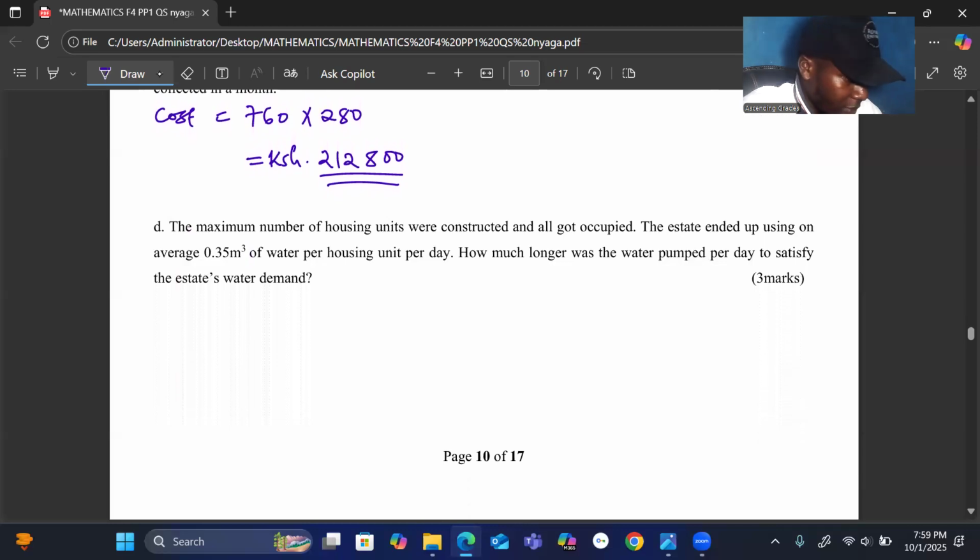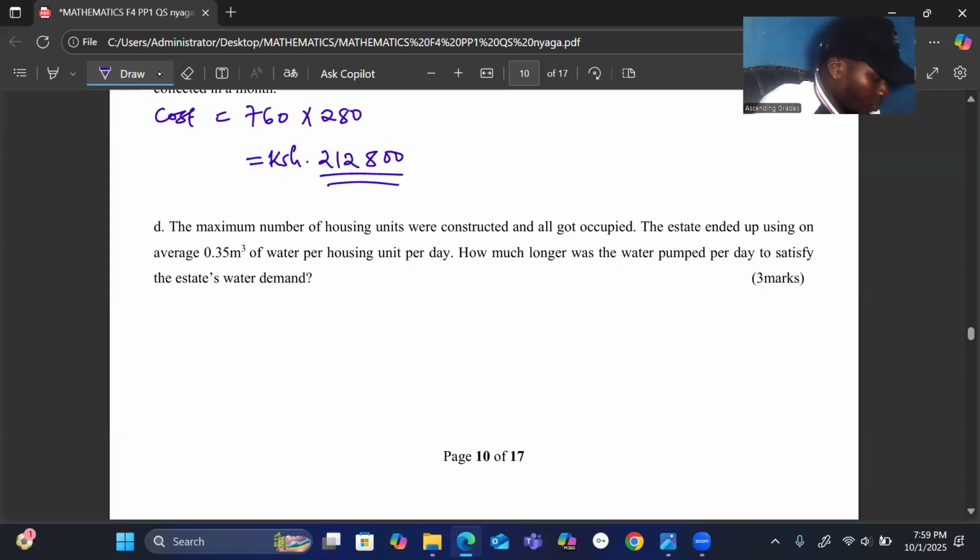Then D, the maximum number of housing units were constructed and all got occupied. The estate ended up using an average of 0.35 cubic meters of water per housing unit per day. How much longer was the water pumped per day to satisfy the estate's water demand?